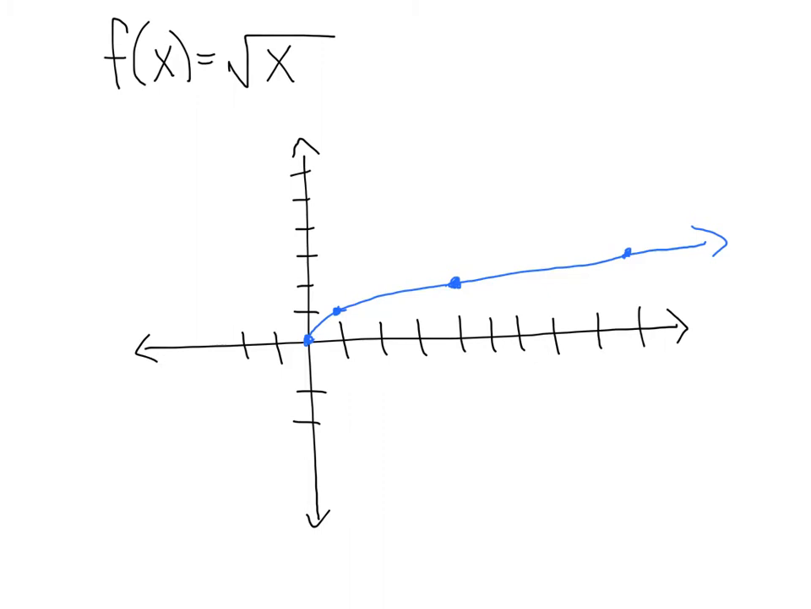Next up, my good friend, the square root. Here we have f of x equals square root of x. Now we don't have any values for these negative x values. Remember, you cannot have a square root of a negative. So our first value starts at (0, 0), square root of 1 is 1, square root of 4 is 2, square root of 9 is 3, etc. You kind of get this long, slow slope.